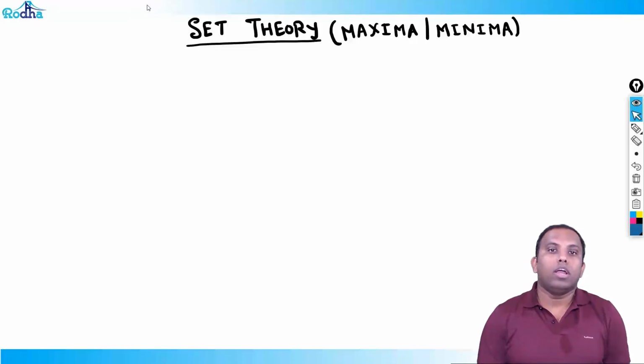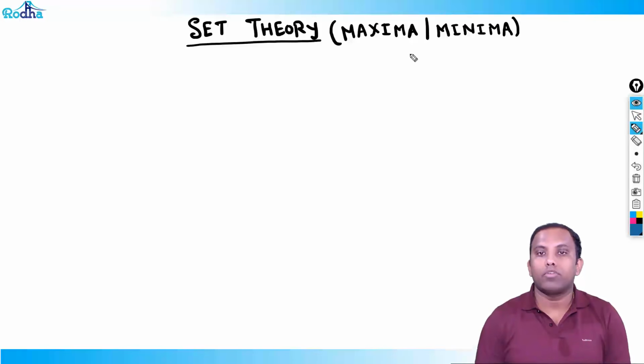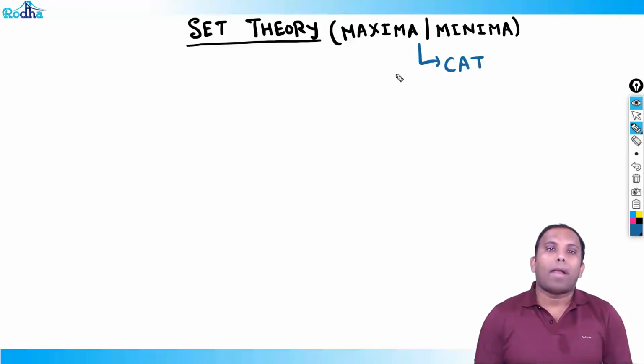Set theory: almost all the questions in set theory will involve the concept of maxima and minima, which is so important for CAT. In almost every set in CAT, you will see finding the maximum number of people, the minimum number of people, maximum but minimum, minimum but maximum. We will see all these fundas in set theory.